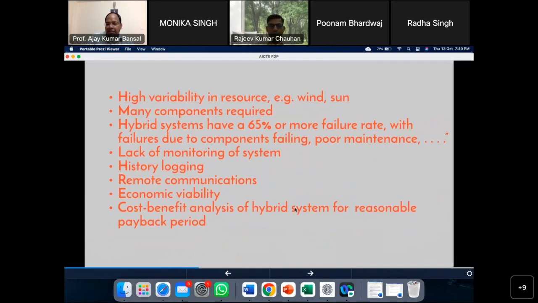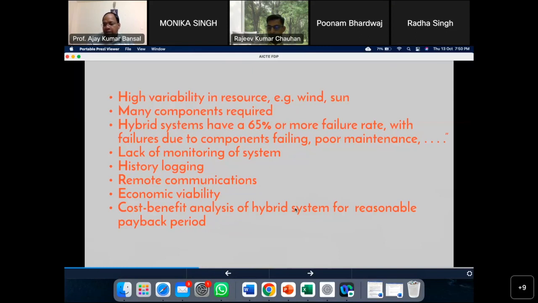So the challenges which we have discussed, we can summarize: we have highly variable resources available. It is not that we have a system giving constant energy, and we can easily design a system which will be able to supply the load as per the requirement. Because our systems are dependent on nature, they are highly variable resources. We cannot identify or analyze what wind energy will be available at any time, or whether the sun will be available or not during that day. So the design must incorporate all these parameters in the system design.